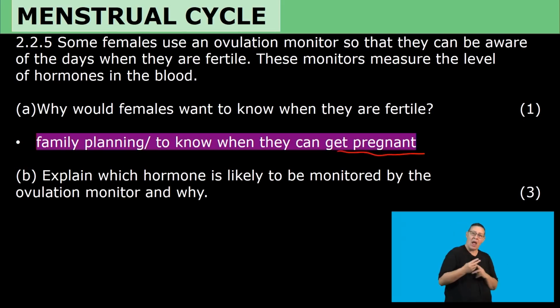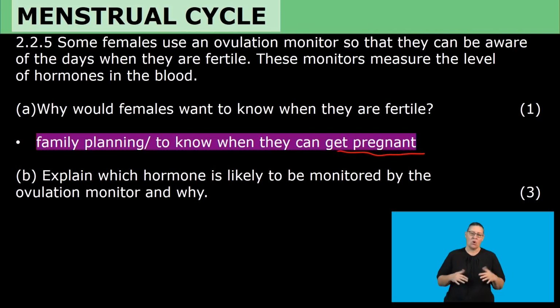So if they are preparing to get pregnant, they can use the monitor to check the right timing during ovulation, because that's when the ripe ovum is waiting to be fertilized in the fallopian tubes. Or they can use it for family planning. If they don't want to fall pregnant, they can use the monitor to check those days that they must avoid unprotected sexual activities, because chances are that they are likely to fall pregnant.